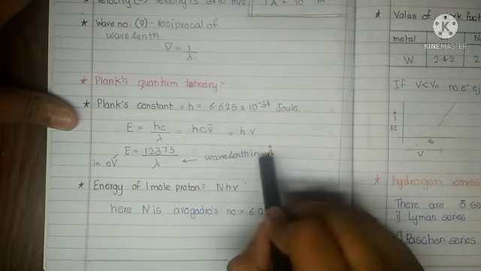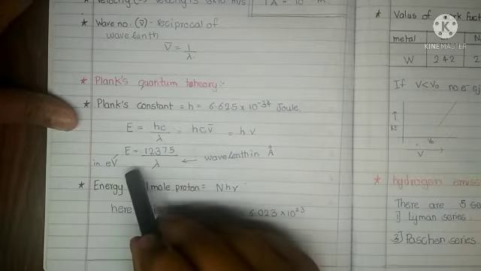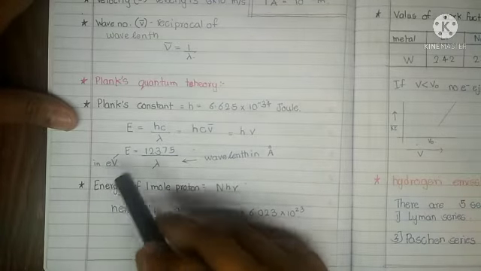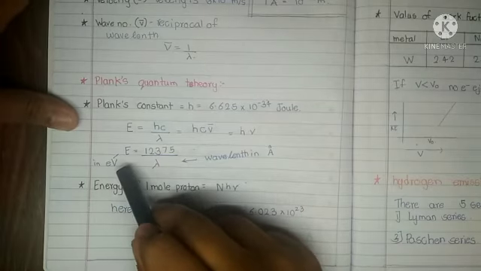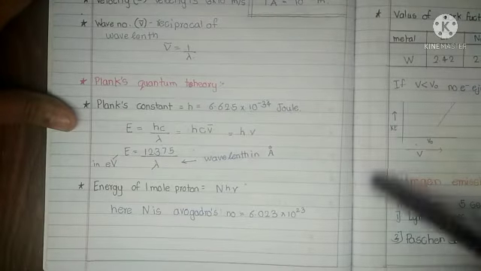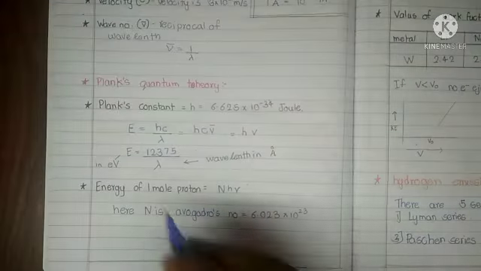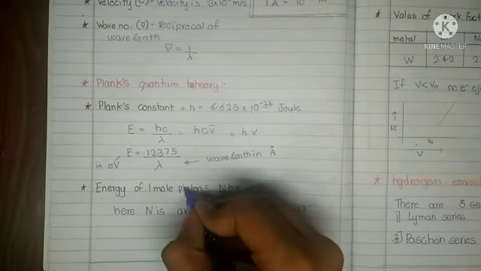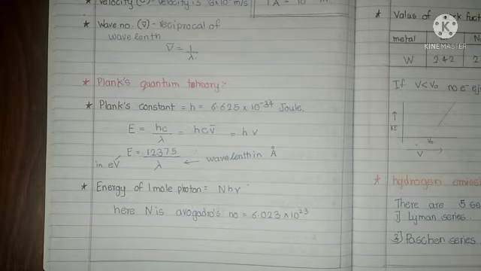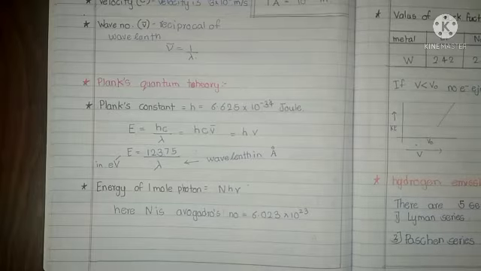If we have wavelength in angstrom, then we can use this formula. Then we get energy in electron volt. Formula is E is equal to 12,375 upon lambda. Energy of 1 mole of photon is equal to n into hv. Here n is Avogadro number, which is equal to 6.023 into 10 raised to 23.